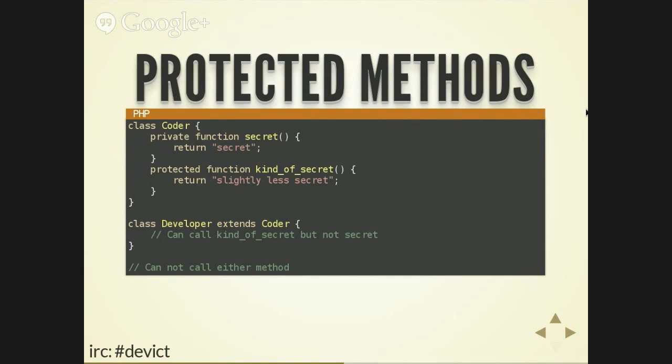Now I should point out that here I'm in the global scope, and I can't call either method because they're not available to the public. But if it was a public function, you could call it. Yes. But if it's protected, it's only available within the hierarchy, within my inheritance chain.